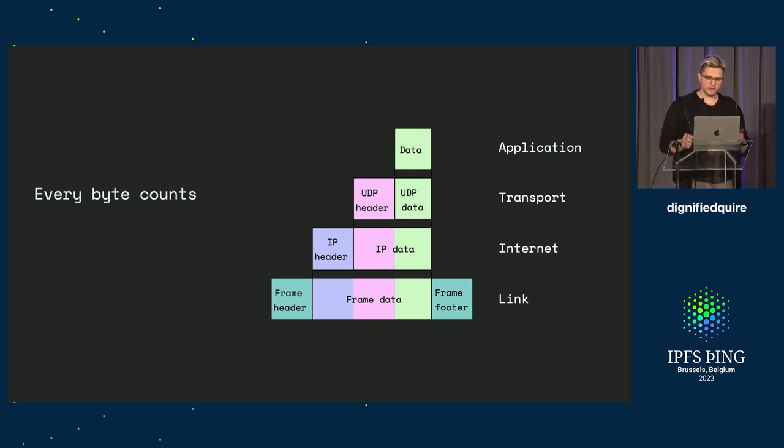The other piece is that every byte we don't send makes our things faster, and every byte we don't have to decode makes our thing faster too, right? If you want to make something fast, what's the easiest way to do that? Avoid the work, right?